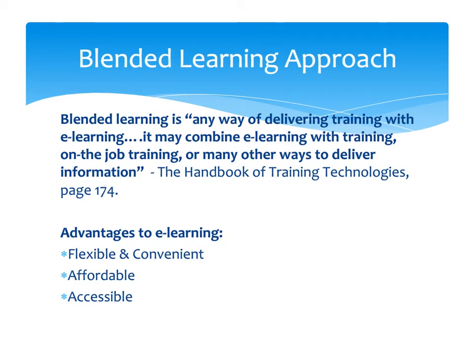So the blended learning approach, it works, and what it is exactly, the definition is any way of delivering training with e-learning. It may combine e-learning with training, on-the-job training, or many other ways to deliver information. So really what it means is it's not all online and it's not all classroom based. We're basically using the two to complement each other. And that is really the only way that we can do it here with the Culinary Institute, because as I said, you'll always need to get into the kitchen and practice the techniques and see what's going on. But we don't necessarily need to sit in the classroom on top of that. We can access all those supplemental course materials and take exams. We can do all that online.